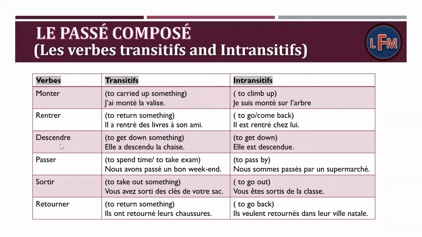Now, the next verb is descendre, which means to get something down in transitive sense. For example, elle a descendu la chaise. So what is she bringing down? The chair. So an action is done on something. So we use avoir and it is a transitive verb. Elle a descendu la chaise. Elle est descendue. To get down herself. She is getting down herself. An action is done on oneself. So elle est descendue. It means it is an intransitive verb which goes with être.